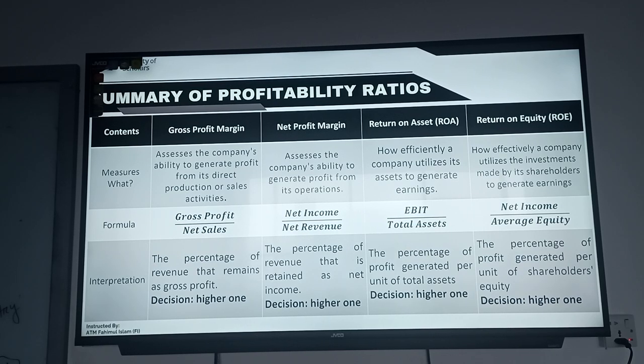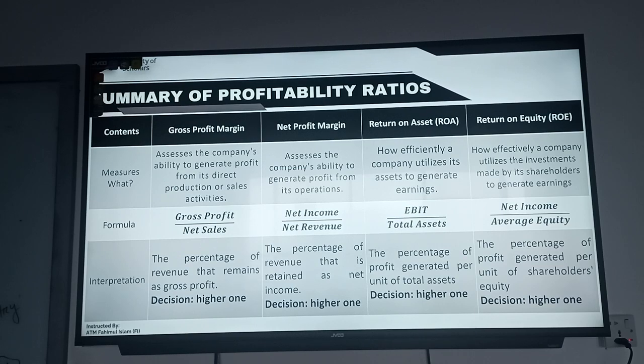So for all the profitability ratios, the decision should be between 2 or 3 companies. We should select the higher one, the higher valued stock, higher valued security or higher valued company to invest in.